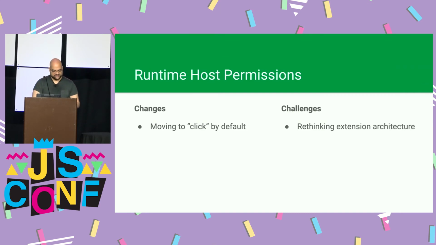With activeTab style permissions, when somebody clicks a browser action or hits a global keyboard shortcut or hits the Omnibox shortcut that they've registered or triggers a context menu entry, those are the four ways that you can get activeTab. Only then does the extension have the ability to run. And for extensions that do need to passively inject, there will be a way to do that, but it isn't going to be the primary way that most extensions are expected to operate.